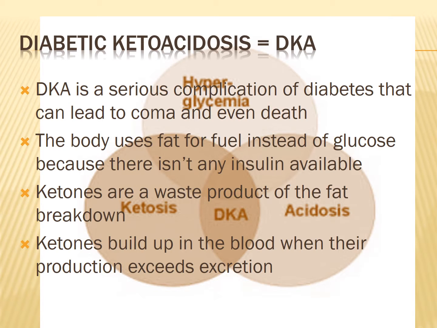So let's start with DKA, diabetic ketoacidosis. It is a serious complication of diabetes that can result in coma or even death. Because there is no insulin, the body uses fat for fuel instead of glucose. And the ketones are a waste product of that fat breakdown. And these ketones build up in the blood, and their production exceeds their excretion.